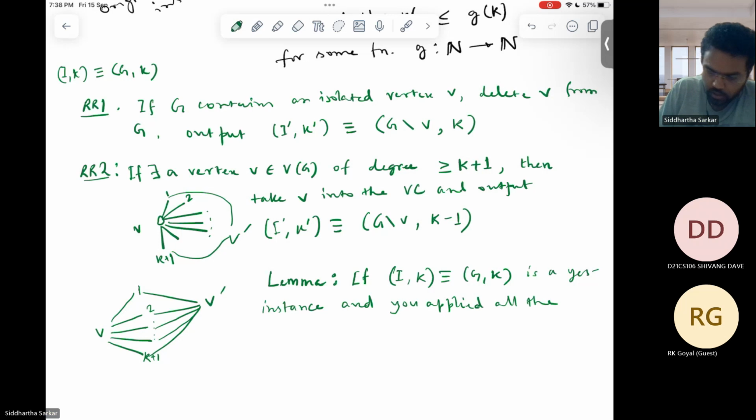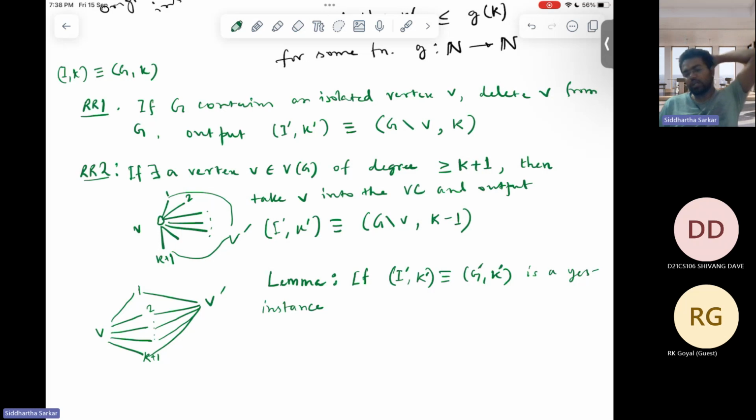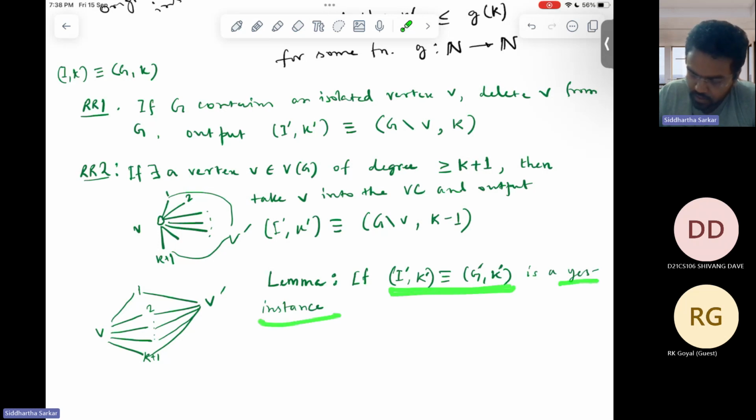Let us make it slightly simpler. If you applied all the reduction rules and you obtained the reduced graph I' k', which is G' k', where G' is the residual graph after you applied rule 1 and rule 2 exhaustively, then this is an equivalent instance. So if the original instance is a yes instance, then this reduced instance is also a yes instance.